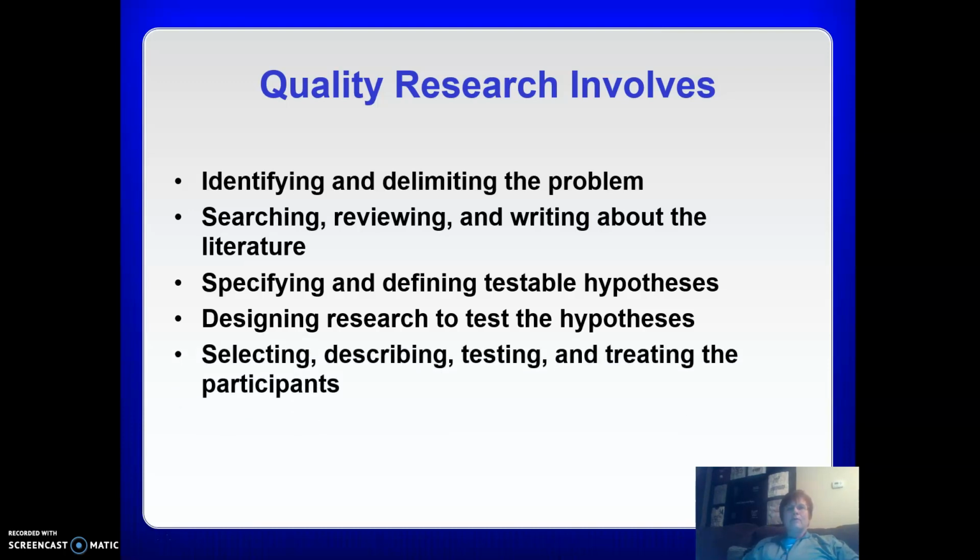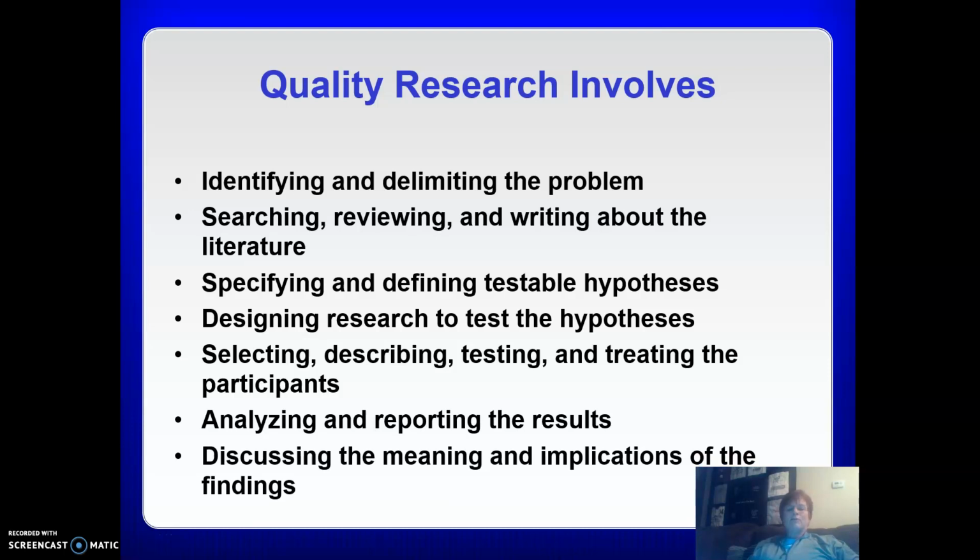And you would do that by selecting, describing, testing, and treating the participants. Who are you going to study? How are you going to select them? How are you going to measure different aspects? And then how you're going to analyze and report the results. So good research will involve all these things.